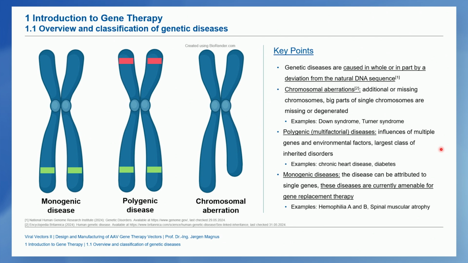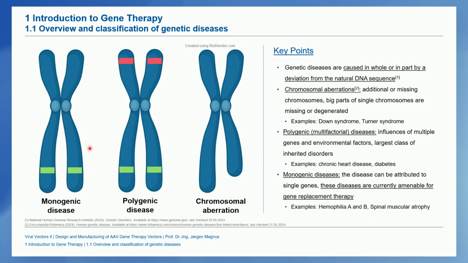So a genetic disease can be caused by a monogenic disruption. In that case, it will be only one single gene that is affected. And if it's a recessive monogenic disease, you would have to have both alleles being affected by the wrong sequence of the DNA to have the phenotype, to have the disease. If it's a dominant disease, one of them will give the phenotype.